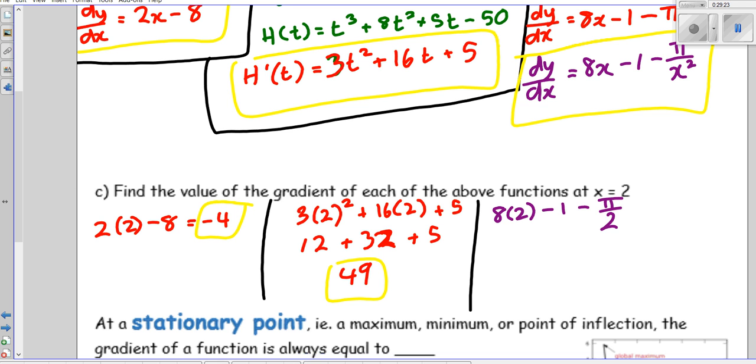Imagine you had to do it non-calc. You would use the purple version, so that's where the purple version, the positive index way, is better. 16 minus 1, 15 minus pi over. So if it was non-calc, I would just leave the answer like that. If it was with calc, you could just plug the whole thing into the calculator and go through.